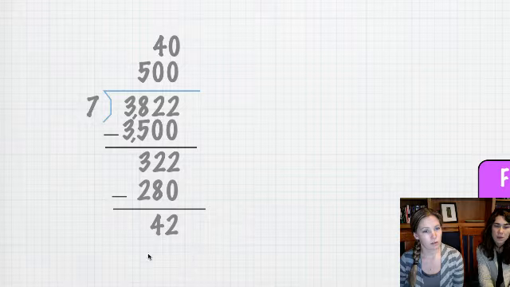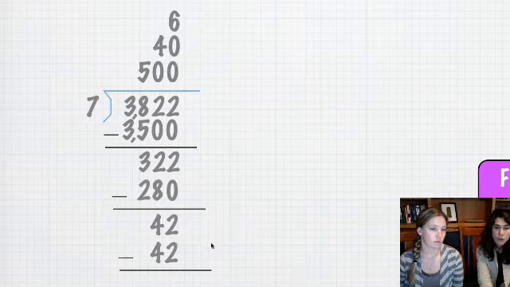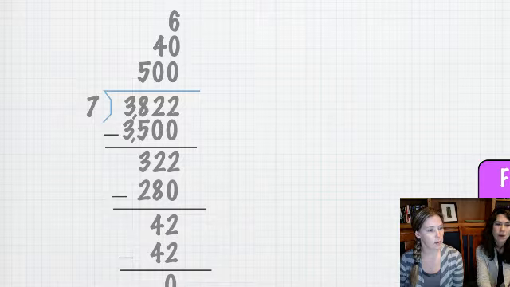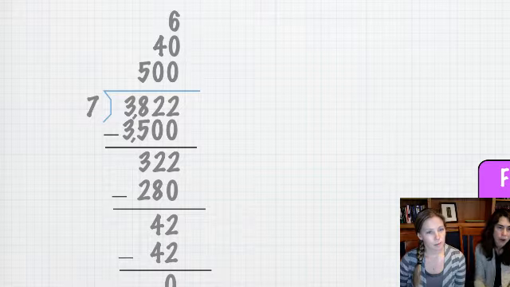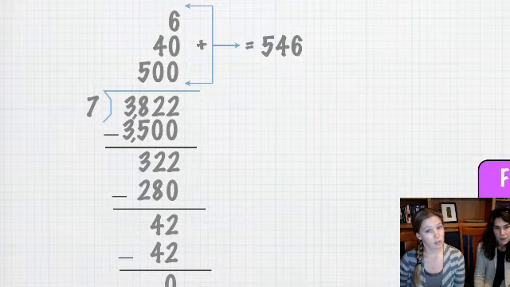Now this time it's going to seem like a much more doable number. So 7 goes into 42 6 times, so that will end up right there. And 7 times 6 once again is 42, and if you subtract those, you're going to get 0. Now remember, if you ended up with a number smaller than 7, that would just turn into your remainder. So now we have numbers that look like this, and if you add up all of these numbers, you're going to get 546. And that should look familiar.